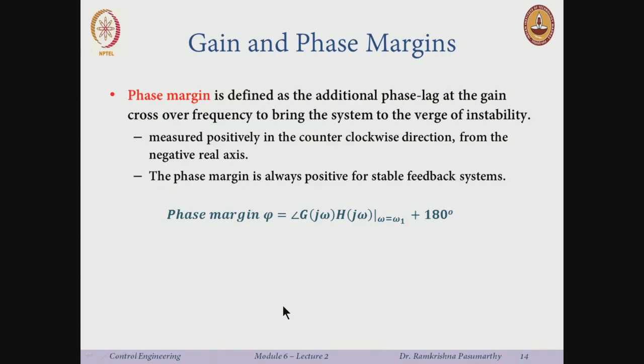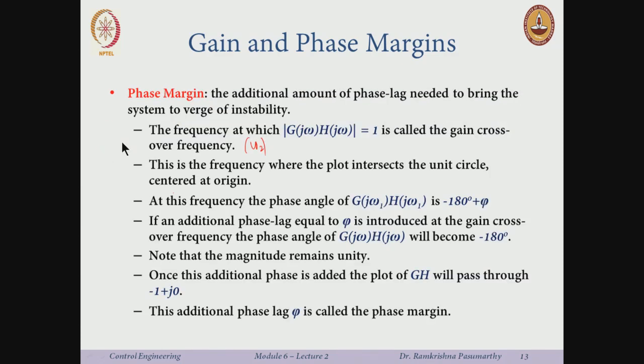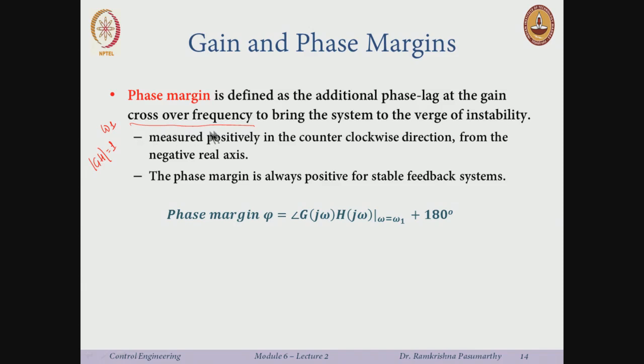Well, a formal definition: the phase margin is defined as the additional phase lag at the gain crossover frequency. And this is the frequency omega 1 where the magnitude of G times H becomes 1. So what we started off saying is that I need to add some phase. Now where do I add this phase? This additional phase I add at the gain crossover frequency. Again, the standard terms of measurement will be in the counterclockwise direction from the negative axis and so on. For stable systems, phase margin is always positive. That is maybe even true for the gain margin. So if I just want to formally write down what phi is, this phi is the angle of G(j omega) at omega equal to omega 1, plus 180 degrees.